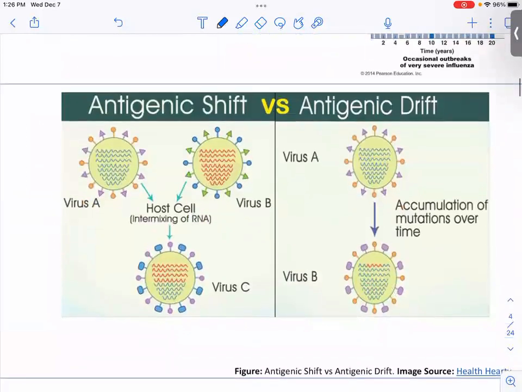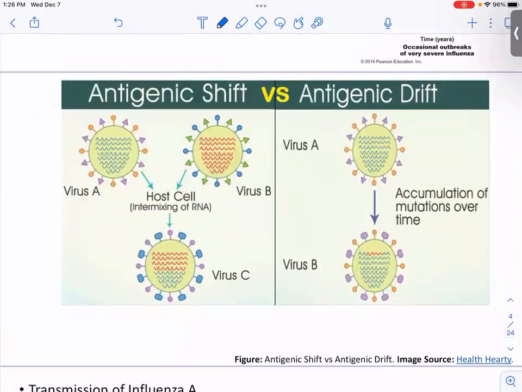So that's what this graphic is supposed to explain a little better. Here with antigenic shift, say you have a virus A, let's say it's H1N1, and maybe this is in a pig. And then you have another virus, let's say H3N8. Maybe this is in a duck, for example.